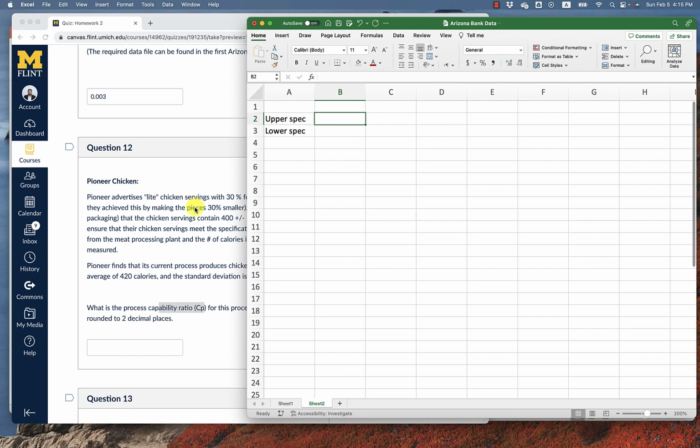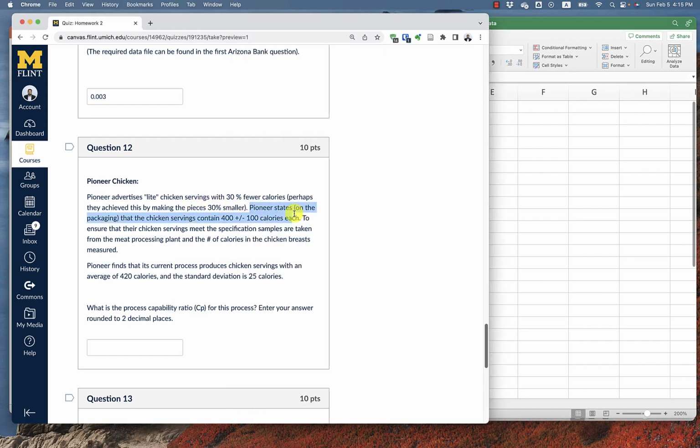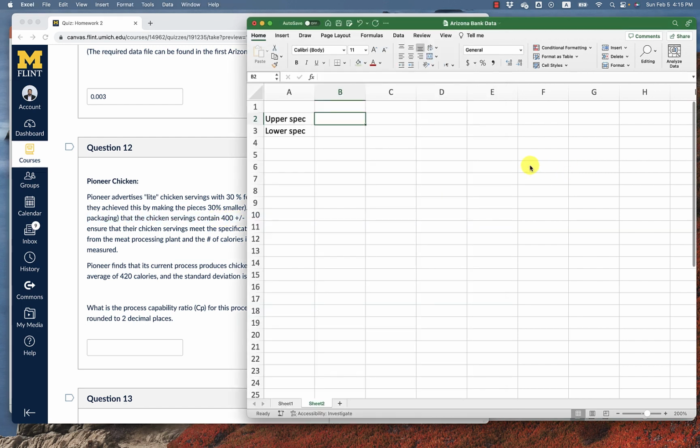So what specs do we have? Pioneer states on the packaging that chicken servings must contain 400 plus or minus 100 calories each. These will be our specs, because when companies put on the label that their product meets certain standards or guidelines, that is the spec for the product, because you have to meet that spec. So the upper spec is going to be 400 plus 100, because you could be 100 above 400, so the highest you could be is 500.